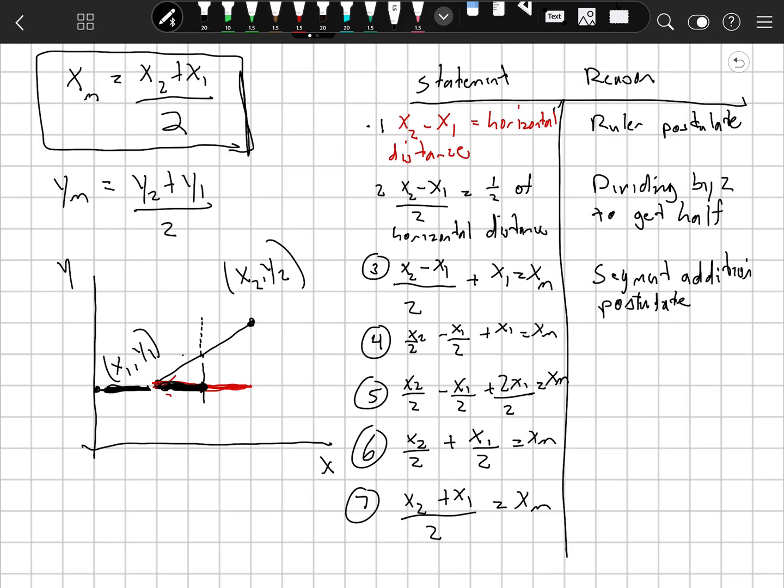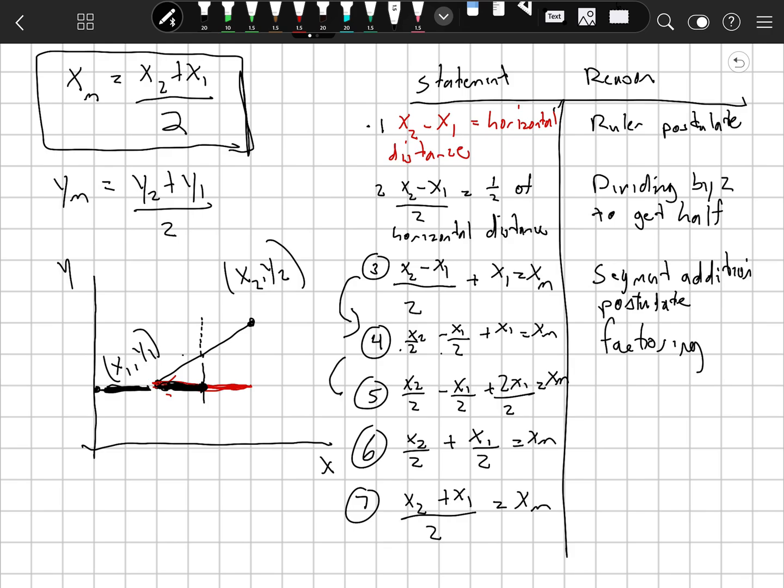Okay, number 4. Can you tell what we're doing from here to here? It looks like we're just factoring out that divide by 2, or that times 1/2. We're just factoring that out to each part. So I'm just going to write factoring.